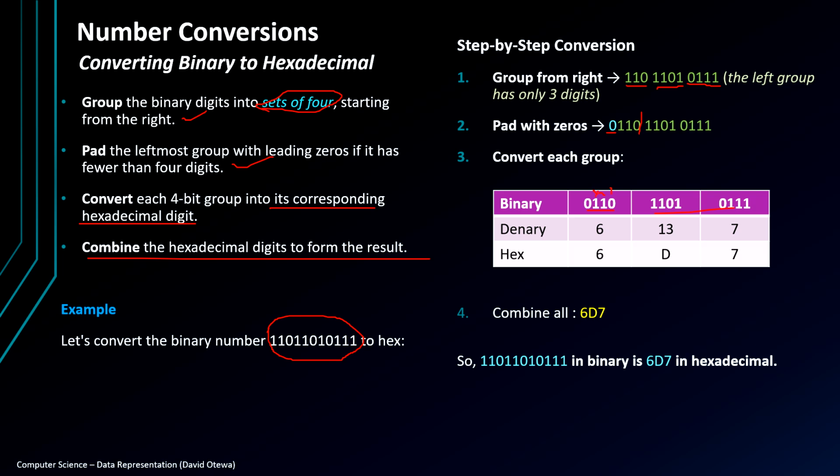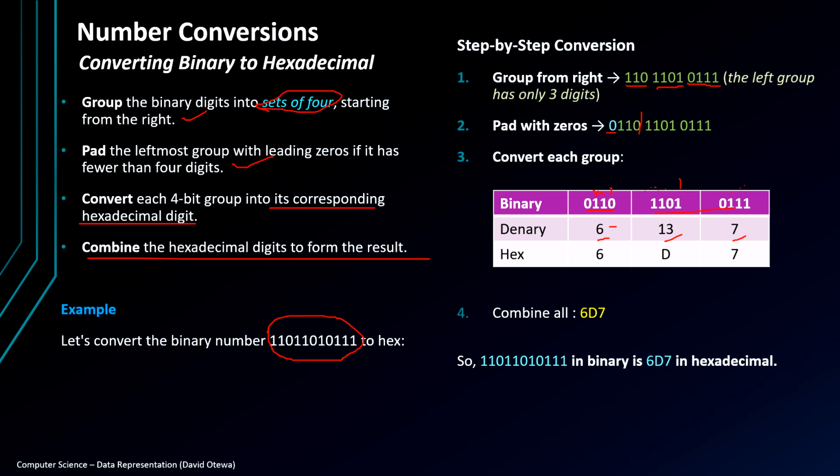Right, 6. So we know this one is 6. Use the same 1, 2, 4, 8. So 8, 4, 1. That's 13. This one we do 1, 2, 4, 6 plus 1, 7. Okay, so we do 6, 13, 7. So this is the value of it in binary.